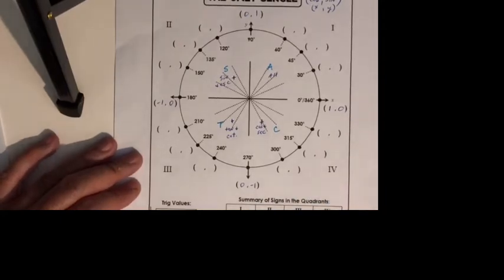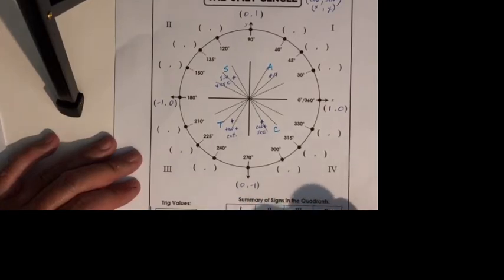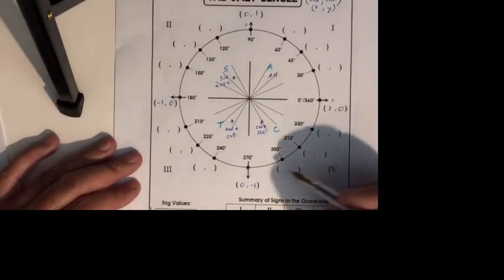cotangent are negative. So if you want to write under here, sine and cosecant, cosine and secant, and tangent and cotangent. That way you could remember that those are the pairs. So remember these signs, right? And knowing that, okay, that's going to help you determine.